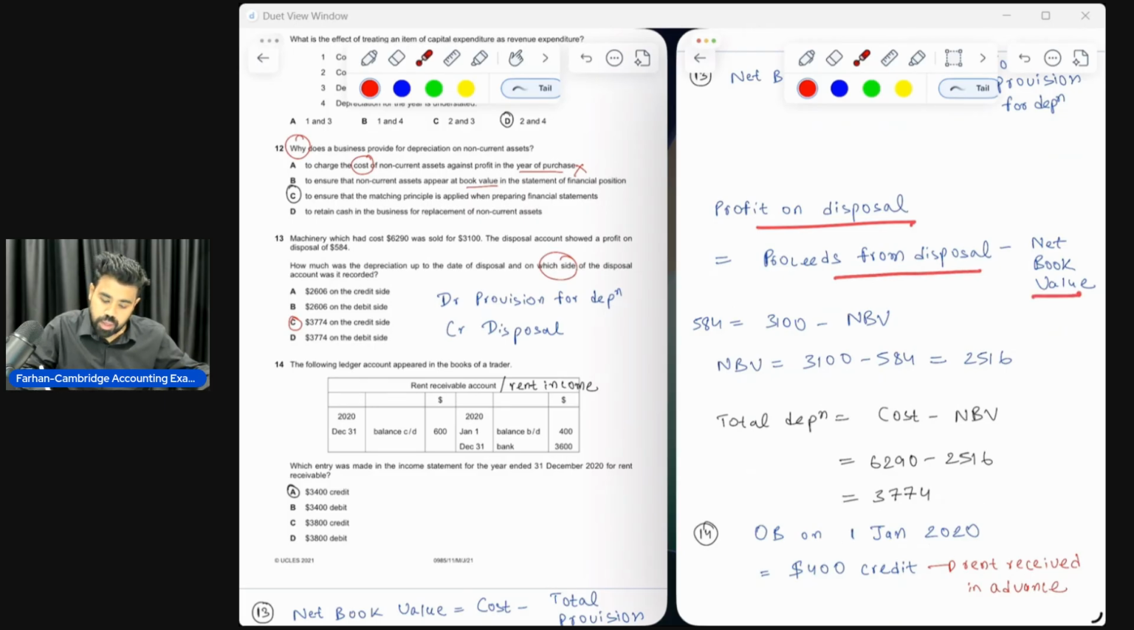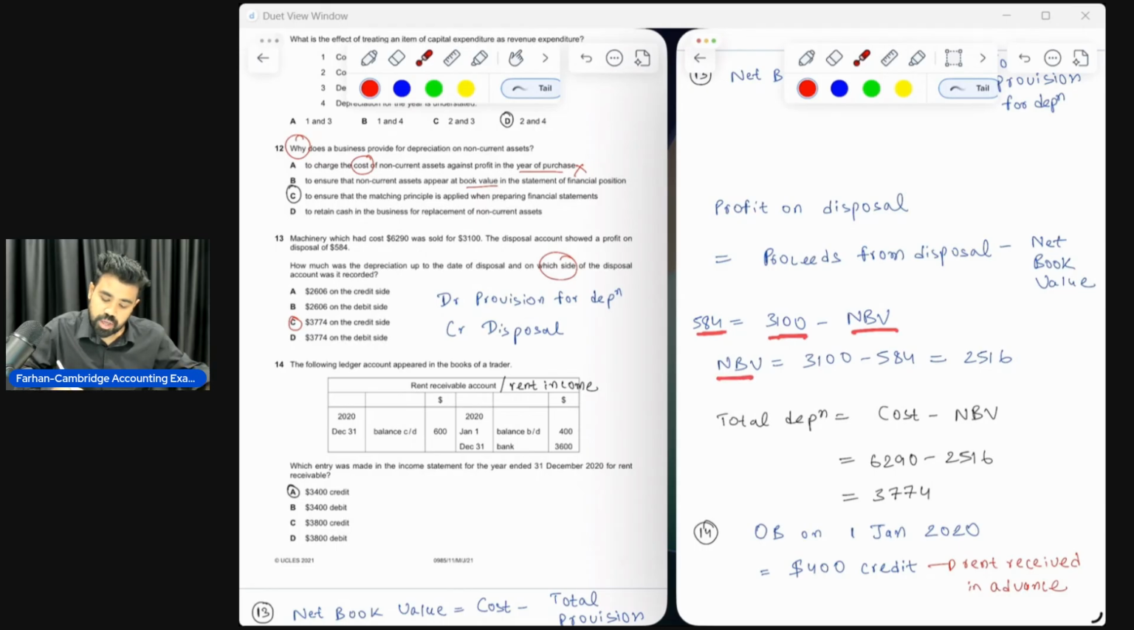Okay. Now, the profit on disposal is given to us at 584. The proceeds from disposal is 3,100, clearly mentioned in the first sentence of the question. The net book value is what we are interested in finding. So if we make net book value the subject, then we can just simply find the difference between the proceeds from disposal and the profit on disposal, which is to subtract 584 from $3,100, and that will give us a net book value of $2,516.